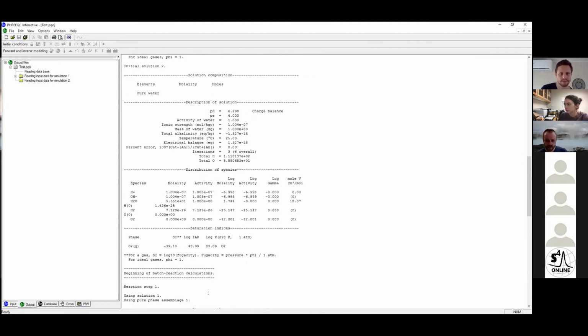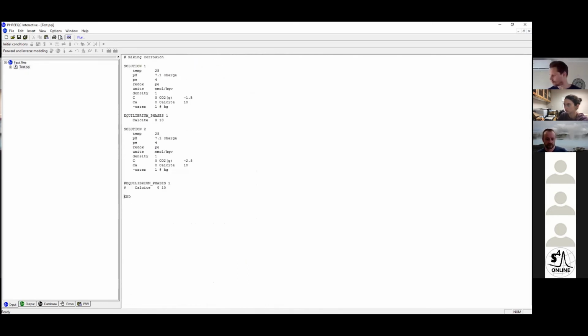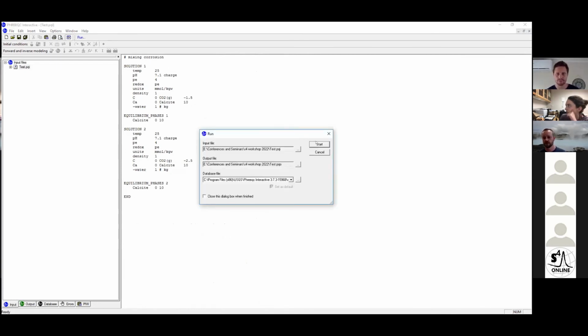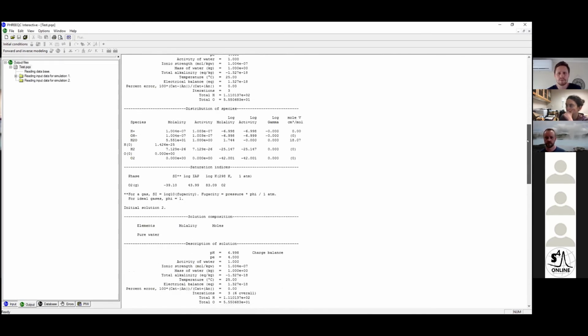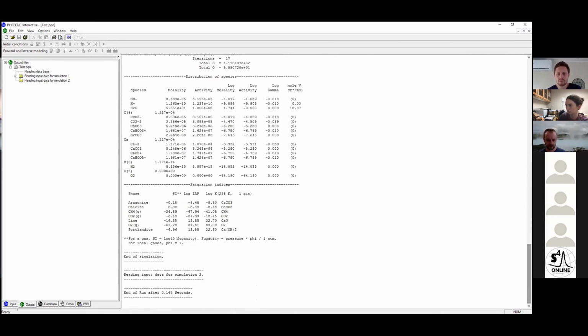Okay, so it looks to me like it's just done the solution 1 reaction, and that's because I just had equilibrium phases 1 here. If I do the same thing for the solution 2, so now it's equilibrium phases 2, all right? So you see you have to have the same numbering between solutions and phases. Okay, let's run that. Okay, so skip down. Oh, what's happening there?